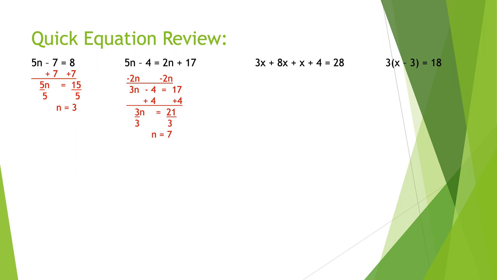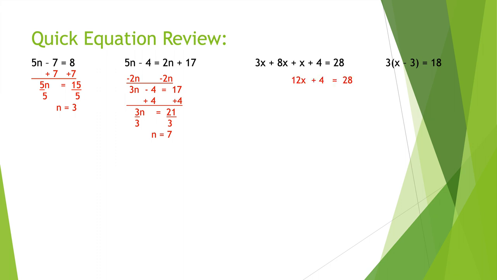Now I look and I notice that the x's are all on the same side. Same side, same operation. So 3x and 8x is 11x and 1x is 12x. In other words, I'm going to put them all together since they're on the same side. Whenever they're on the same side, just group them together, combine the like terms. That gives me 12x plus 4 is 28.